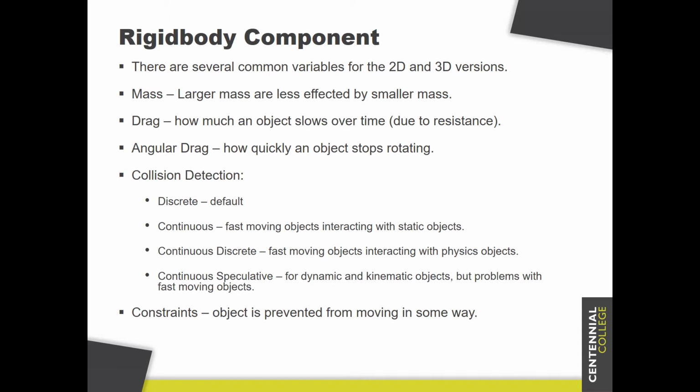So the higher the angular drag, the faster an object will stop rotating. If you apply a force, an angular force of some kind, and cause it to begin rotating, a higher angular drag will cause it to slow down quicker than a low angular drag.